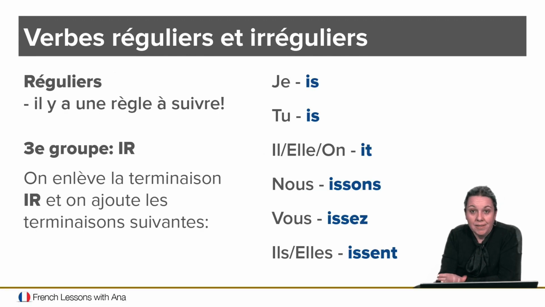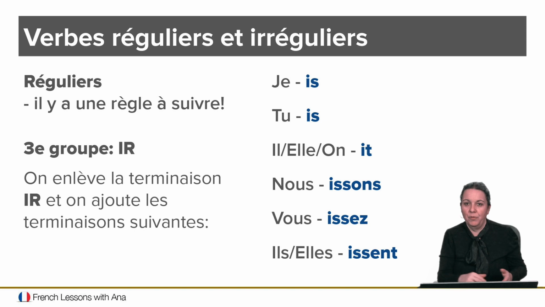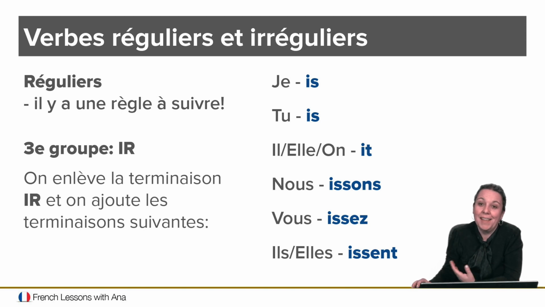The last group that is considered regular, remember, they follow a certain rule. Il y a une règle à suivre. And it actually works the same way as the previous two. Okay? So you look at the ending IR. That's the third group. You are going to get rid of the ending IR, and you're going to also add, just like we've been doing to the previous two, the endings for IR verbs. Unfortunately, it's also a new set of endings, so you can't be using the same endings for the three groups. It only happens here in the present tense, but there are three different sets of endings that we need to use, okay?